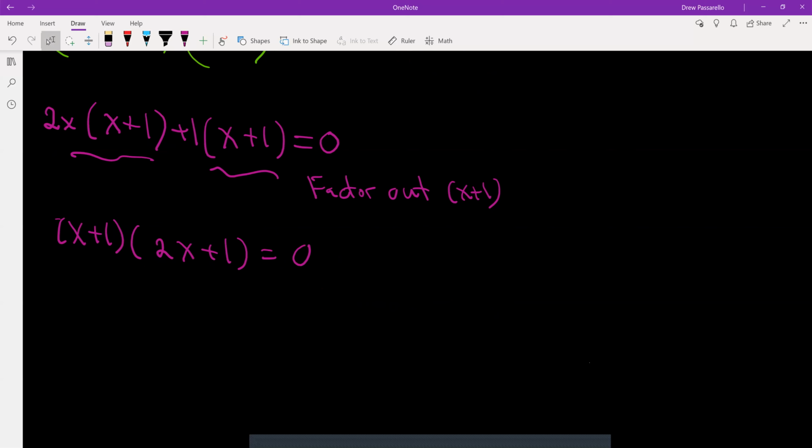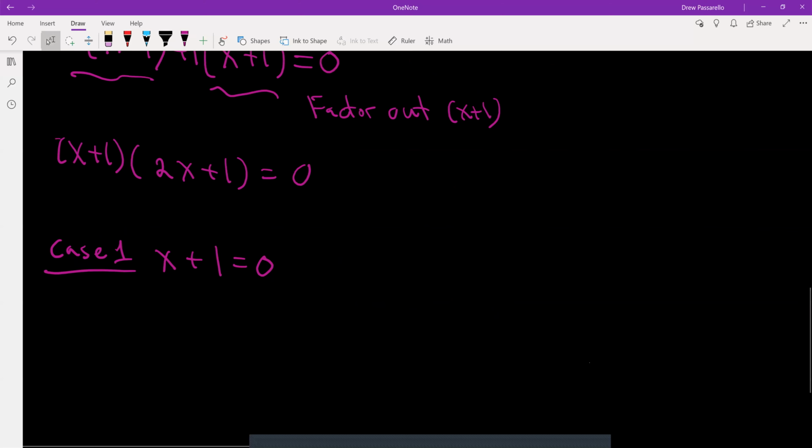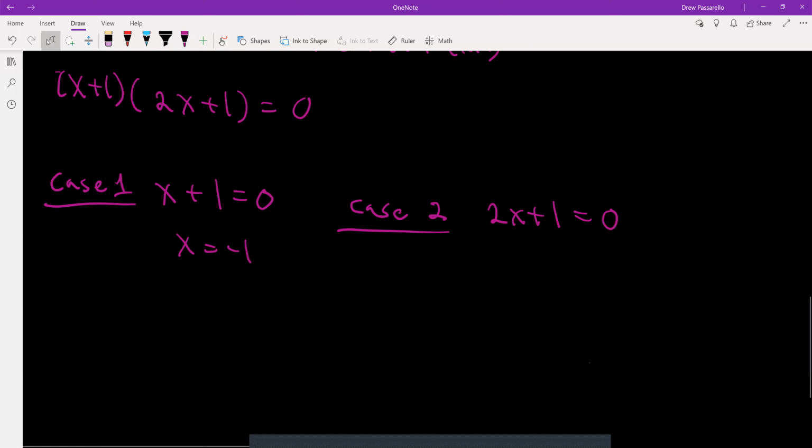All right, so I have these two factors, which means I have two different cases. So case 1, x plus 1 equal to 0. You solve for x, that's going to give you -1. Case 2, 2x plus 1 equal to 0. So I would subtract 1, so you have 2x equal to -1. Divide by 2, so you get x is equal to -1/2. All right, I'm not done yet, but these are the two values I get for x.